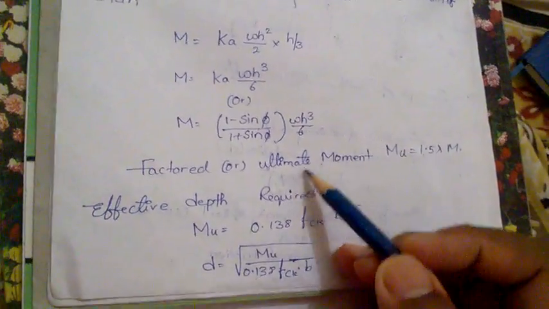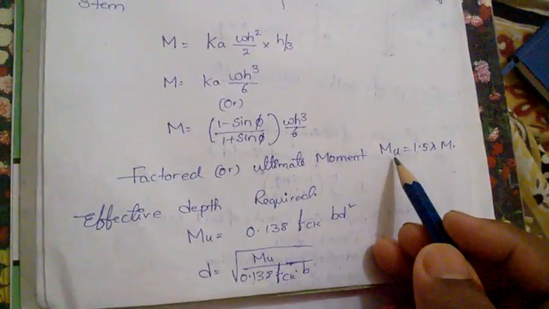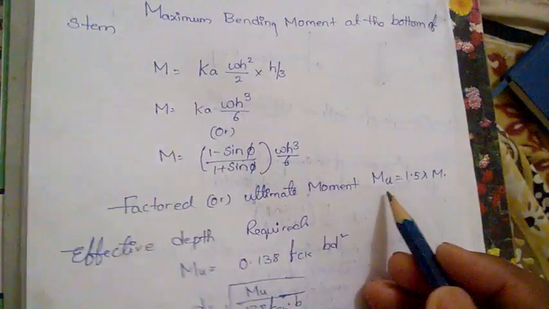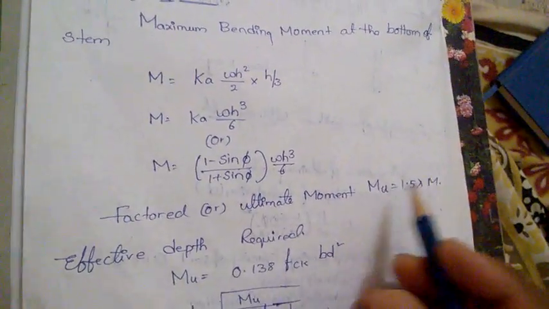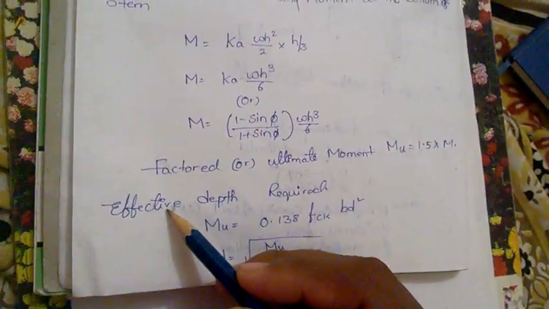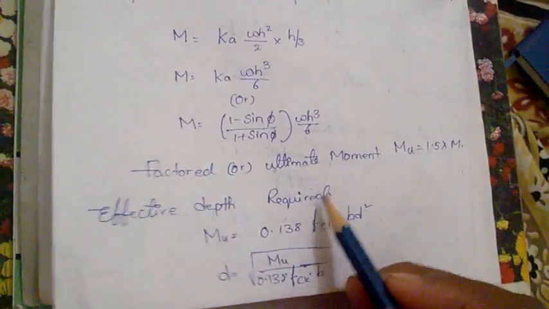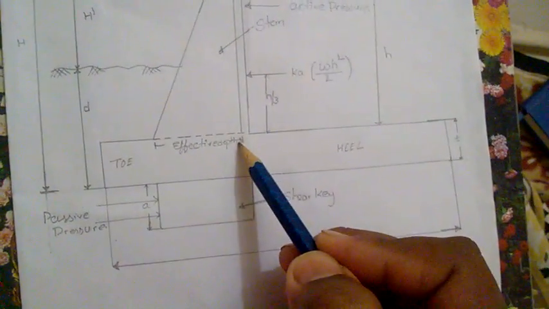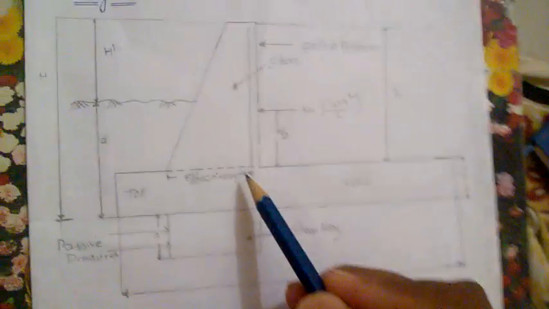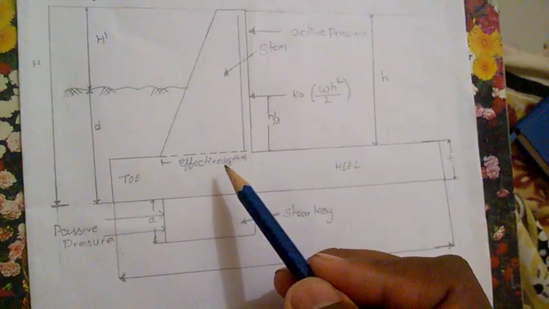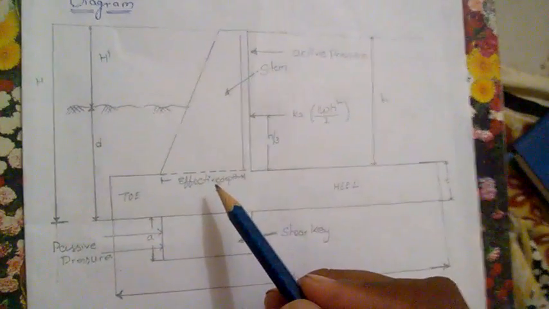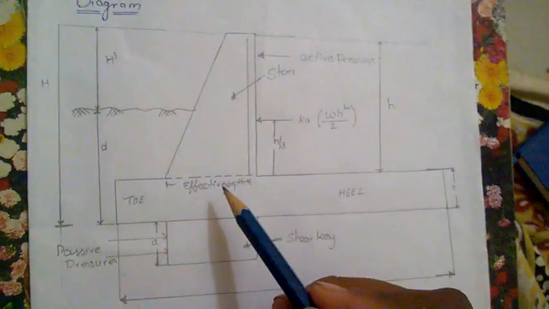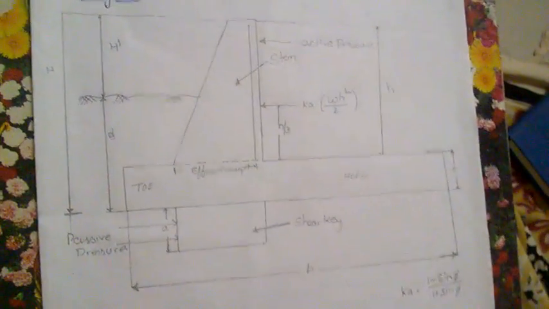Next, factored or ultimate moment: we know that Mu is equal to 1.5 into M, moment. Okay. Now, effective depth required. How much depth should we require? As we have seen in this diagram previously, I have explained it. From here to here is the effective depth. These are all things, effective depth, the nominal cover and effective cover. These are all things we have learned previously in RCC-I, reinforced concrete structures 1 only.